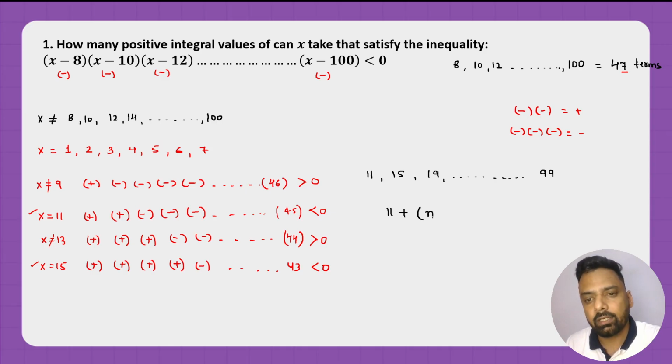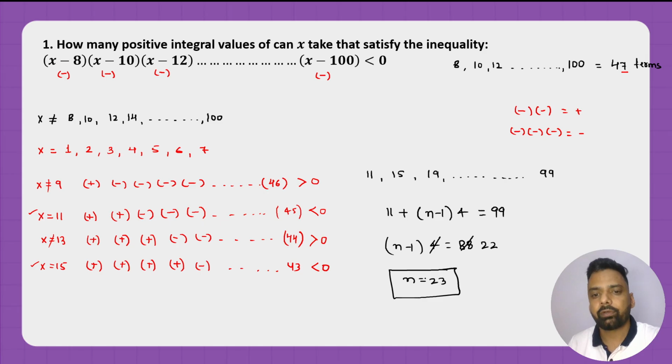A plus n minus 1, B, difference is 4, right? And that is equal to 99. So n minus 1 into 4, 88. So it will be 22 times. N is equal to 23. 23 values of x are these 11, 15, 19.